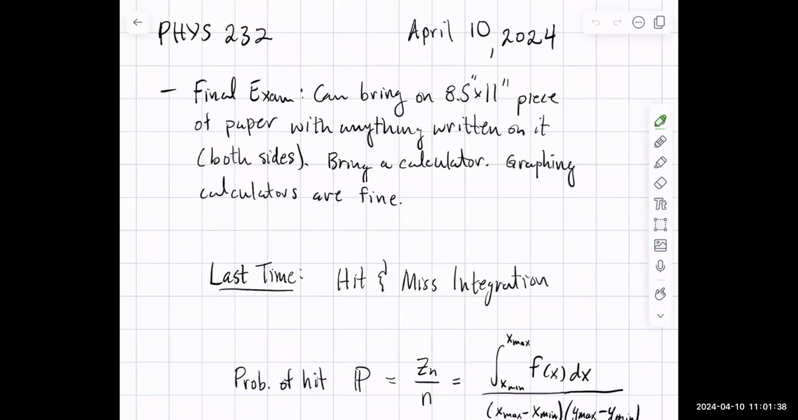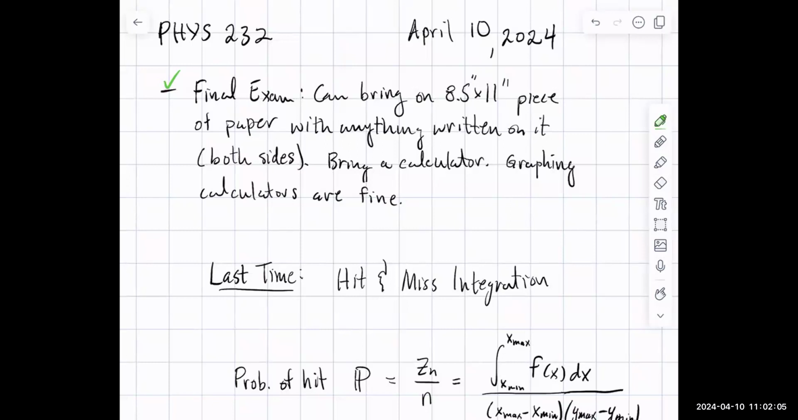Okay, and then just one final reminder that for the final exam, you can bring with you a letter-sized piece of paper and you can write whatever you want on it, both sides, okay? And then you should bring a calculator. Graphing calculators, if that's what you like to use, are totally fine. Okay, any questions about those logistical things?